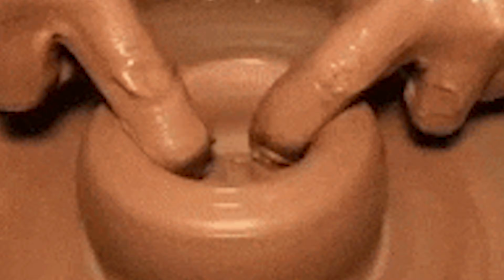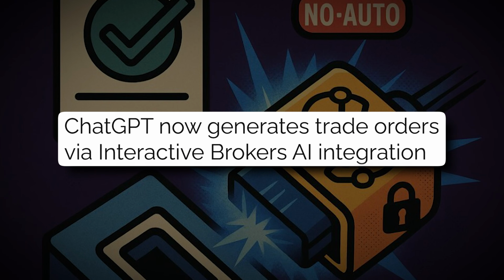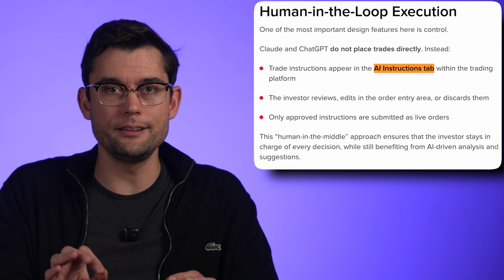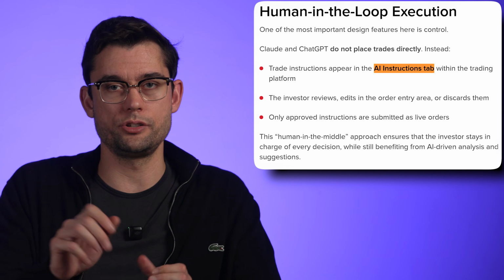Weeks later, they widened it. ChatGPT and Grok were brought in on June 22nd, and that same announcement extended coverage to options, futures, and futures options as well. But here's the guardrail that matters, and it's the whole point. Every AI drafted trade lands in a dedicated AI instructions tab. Nothing executes until a human reviews it and approves it.